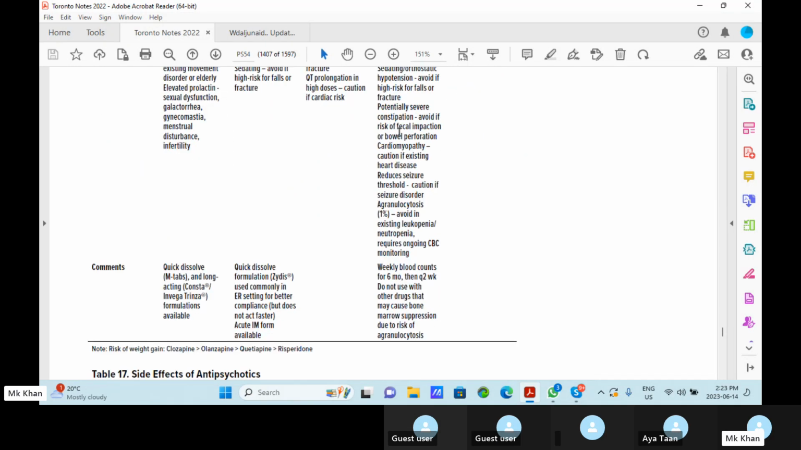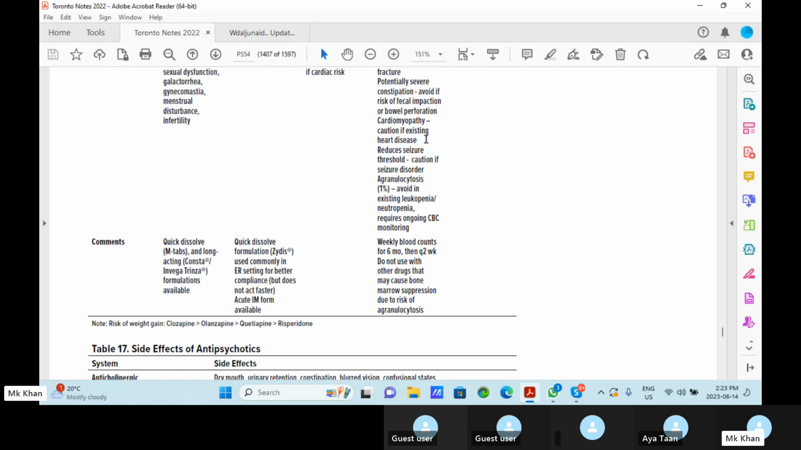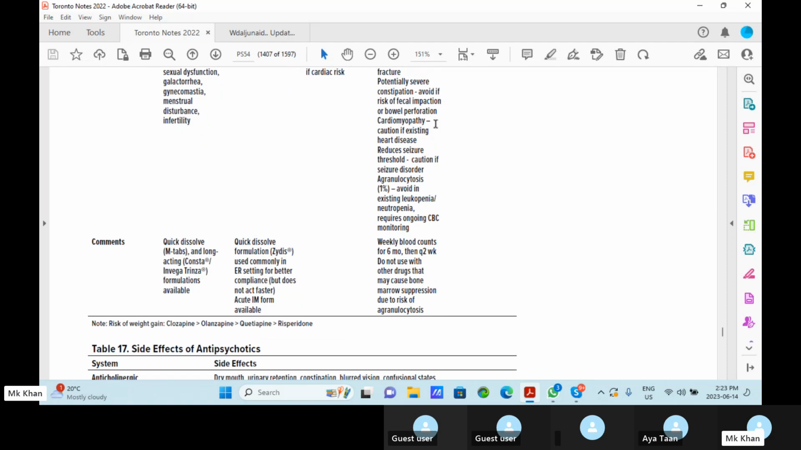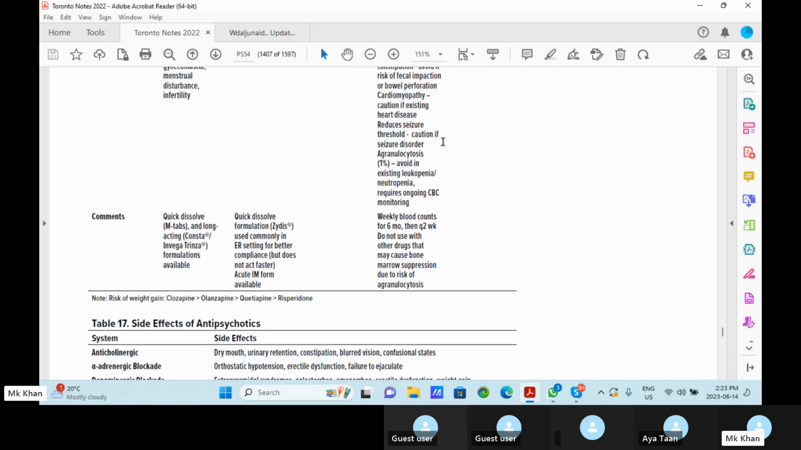And potentially severe constipation, so avoid if there is a risk of fecal impaction or bowel perforation. And cardiomyopathy, so be cautious if existing heart disease. It reduces the seizure threshold, so be cautious if seizure disorder. So this is a very risky medication. In cardiac patients and seizure patients, use with caution. And the main side effect is agranulocytosis, so avoid in existing leukopenia or neutropenia; it requires ongoing CBC monitoring.